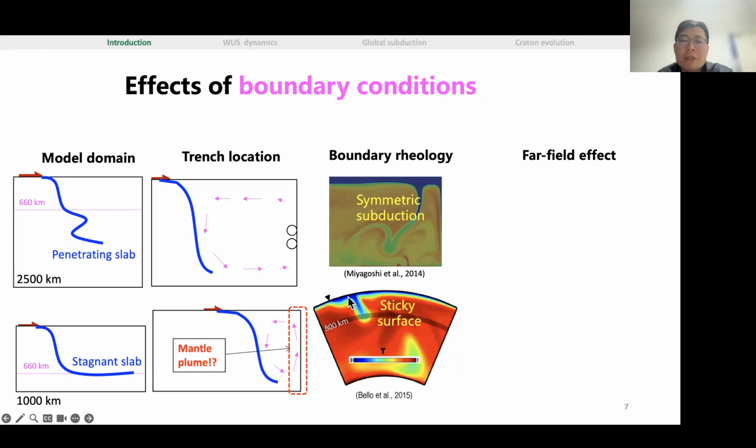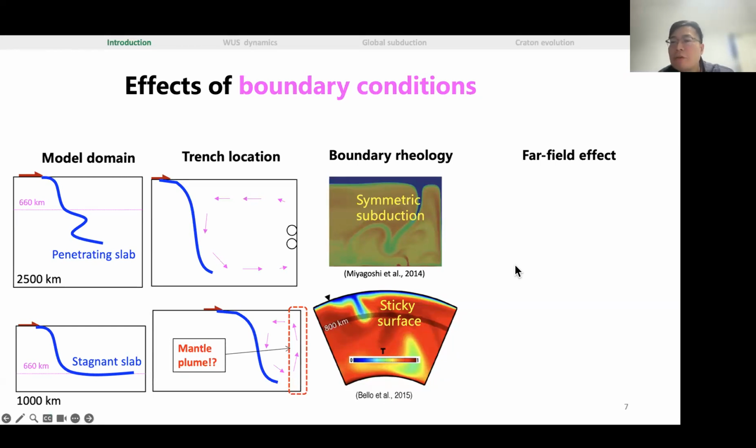For the lower case, this is a data assimilation model, and people do impose velocity at the surface. They also use yielding for the plate boundary. So this is a lot better than the upper one. You can see that the subduction at least is asymmetric like the real Earth. But very often you would have this sticky surface problem, where the slab is stuck on the surface before it eventually enters the mantle. So we don't want this to happen too often.